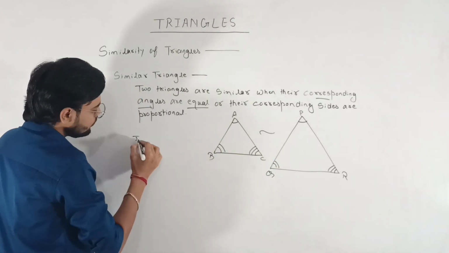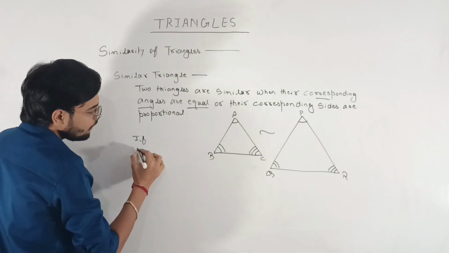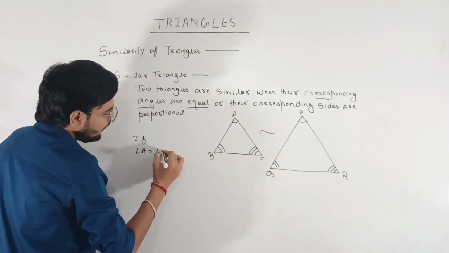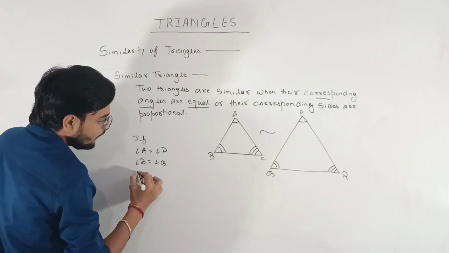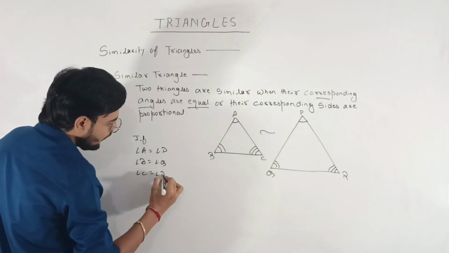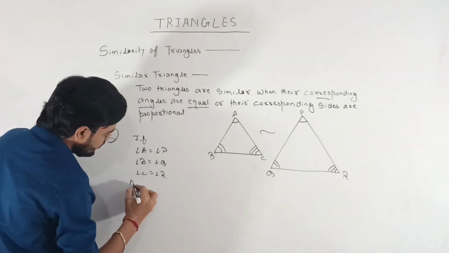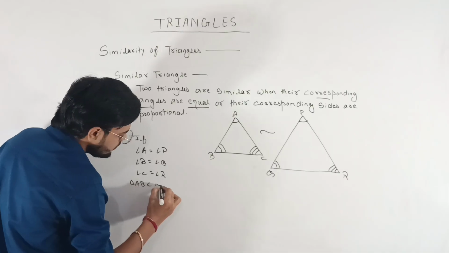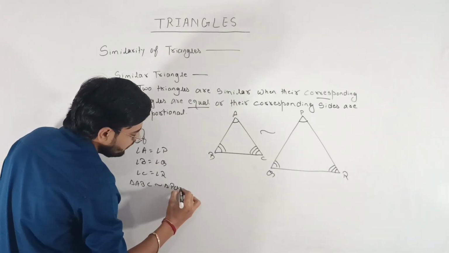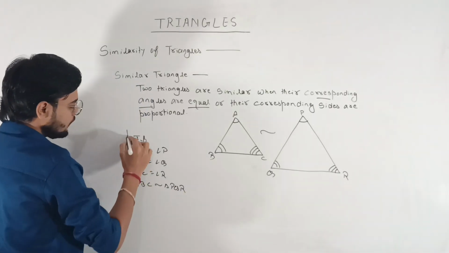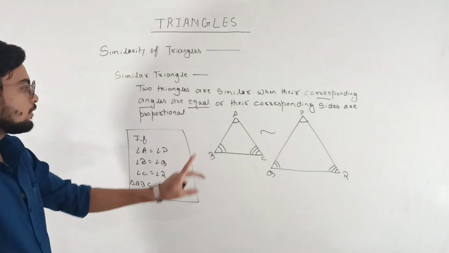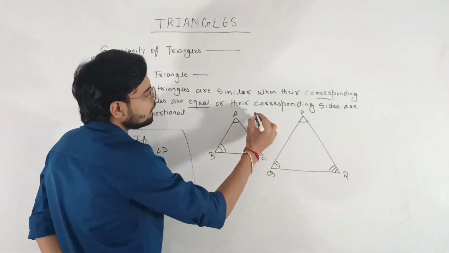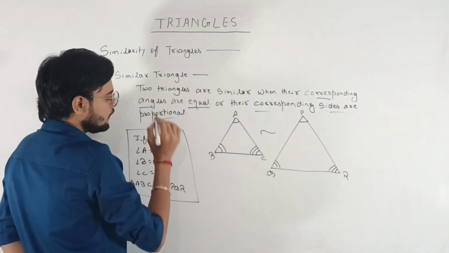So first condition is what? If angle A is equal to angle P, angle B is equal to angle Q, and angle C is equal to angle R, then in this case triangle ABC is similar to triangle PQR. This is my first condition. When corresponding angles are equal, then two triangles are similar. Second one is what? Corresponding sides are proportional.